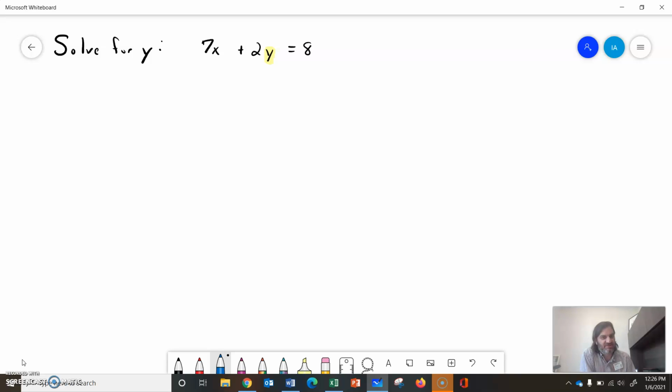So I've got 2y on the right hand side, so let's get rid of the 7x. So we'll subtract that from both sides. And then we will have 2y = 8 - 7x. You can change the order there if you like.